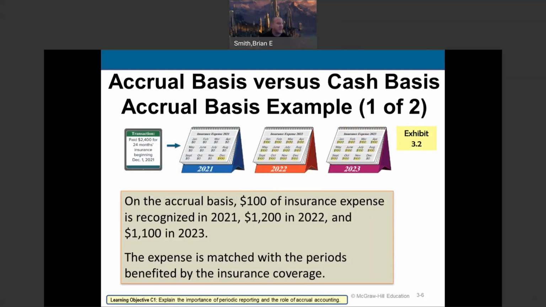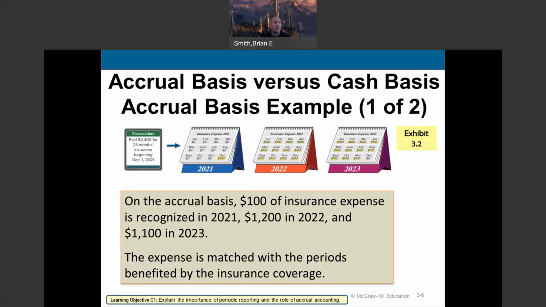All right, so look at the transaction here. It says paid $2,400 for 24 months coverage beginning December 1st. If we're doing the accrual basis of accounting, we're going to expense $100 each month. The first one in December of 2021, then $100 each month of 2022, and then in 2023, we're going to expense $100 except for December, because we've used it up as of November. That's the accrual basis of accounting.